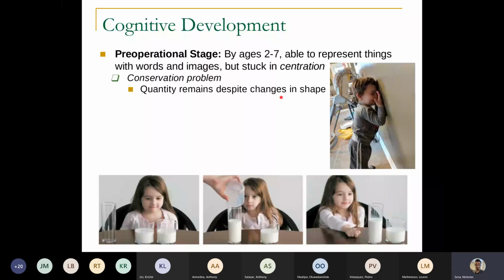Okay. Any questions on that conservation problem and how it's evidence of centration? Was someone trying to speak? Okay. Well, let me give you another illustration of centration.